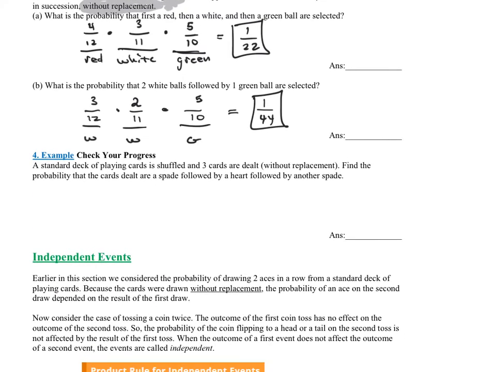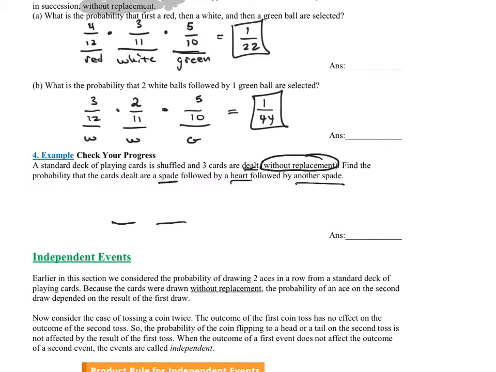Let's try example 4. It says a standard deck of playing cards is shuffled and 3 cards are dealt. So if it's dealt, that means there's no replacement. So you're not putting that card back in. So the first card, now there's only 51 cards left, then there's 50 cards left, etc. So it says find the probability that the cards dealt are spade followed by a heart followed by a spade.